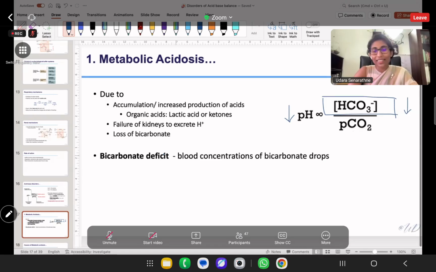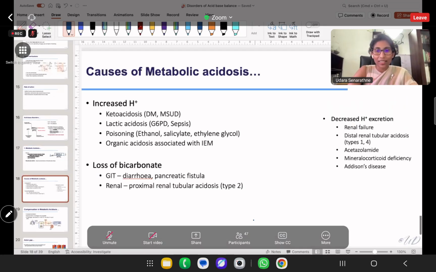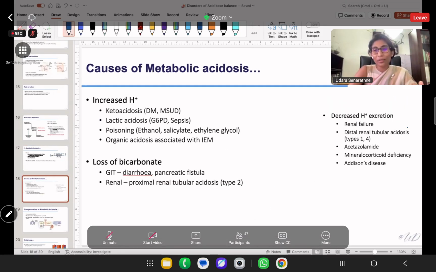Okay, so here, what you're going to get is a bicarbonate deficit. Next, let's also look at the common causes of metabolic acidosis. So increased H+: ketoacidosis, lactic acidosis, there can be poisoning. Very common ones are ethanol, salicylate, ethylene glycol. So you can create mnemonics. There are mnemonics, you can find them out. And any organic acidosis associated with inborn errors of metabolism.